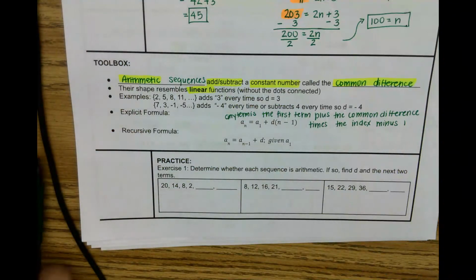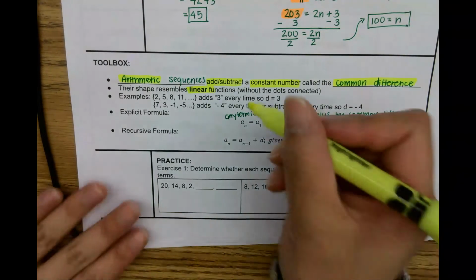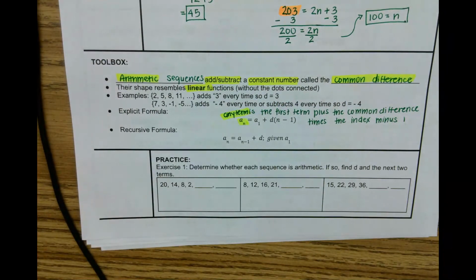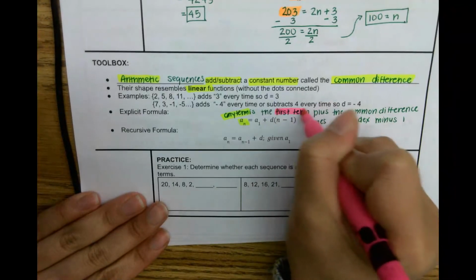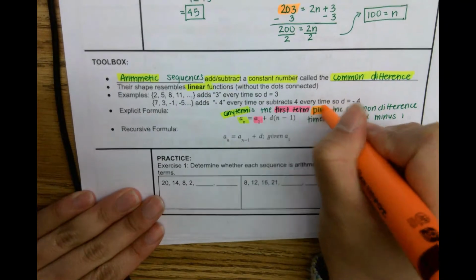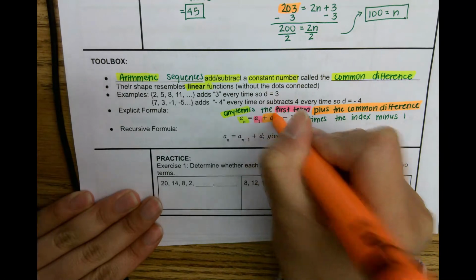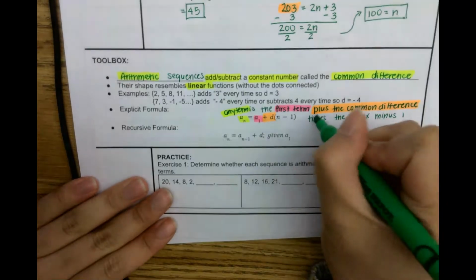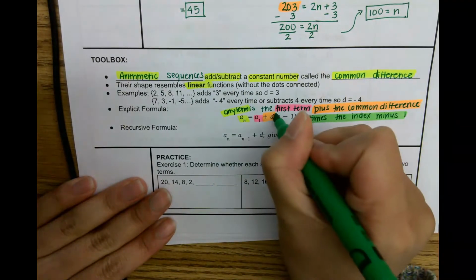Okay. And so let me just highlight how I got all of this stuff. Okay, so any term, that's shown here, a sub n, equals the first term, which we know is a sub 1, plus the common difference. So the common difference here is represented by d, so plus d times the index minus 1. All right.